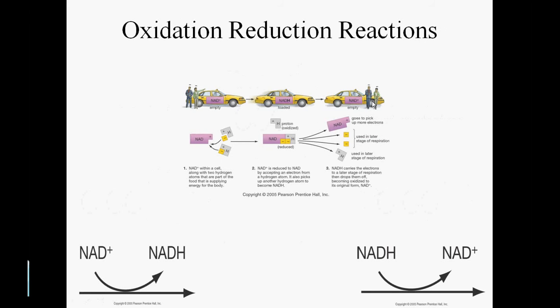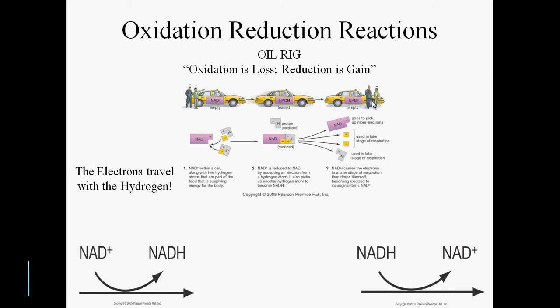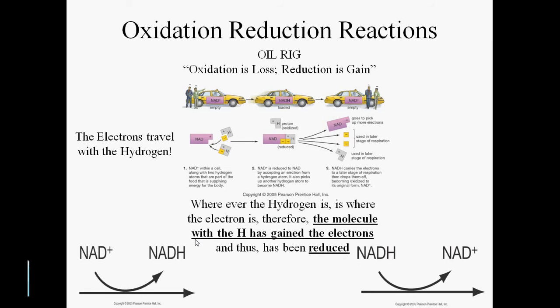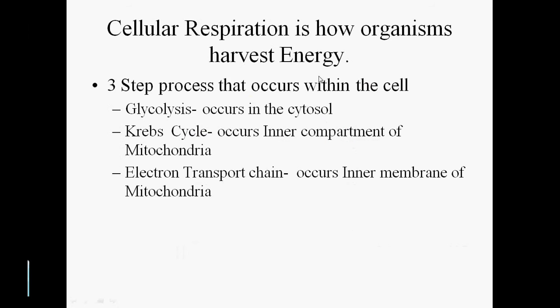The other thing that we discussed was oxidation and reduction reactions. Remember, oxidation, you can remember it by the acronym OIL RIG. Oxidation is loss of electrons, reduction is gain of electrons. So just some things to remind you, the electrons travel with the hydrogen. So wherever the hydrogen is, that is where the electrons are. And so, with that being said, the molecule with the hydrogen has gained the electrons and thus has been reduced.